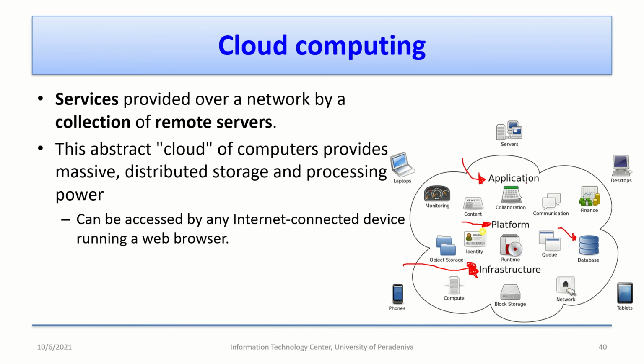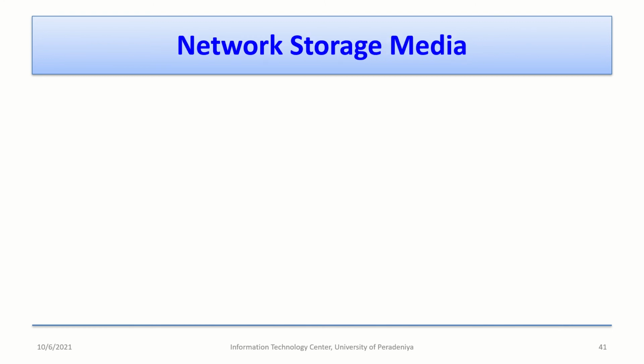So these are the main three services provided by cloud computing: application as a service, platform as a service, and infrastructure as a service. Right? Sometimes you may be asked what are the main services provided by cloud computing. So first one is application as a service, second one is platform as a service, third one is infrastructure as a service, right? Okay, that's about cloud computing.